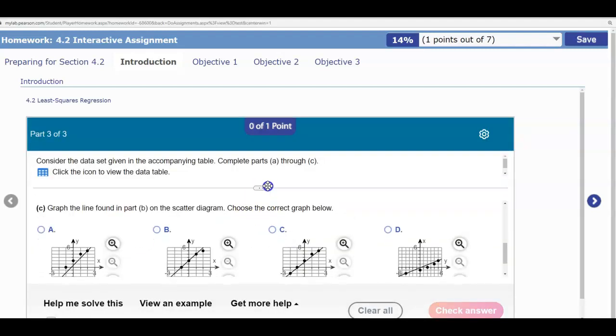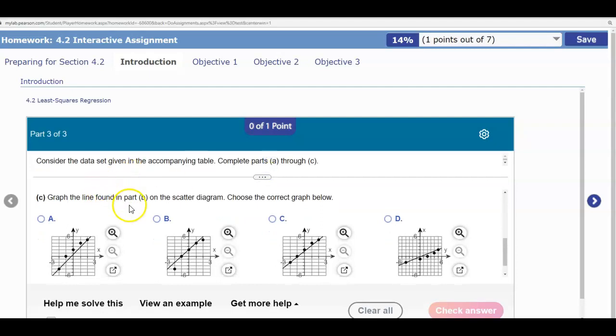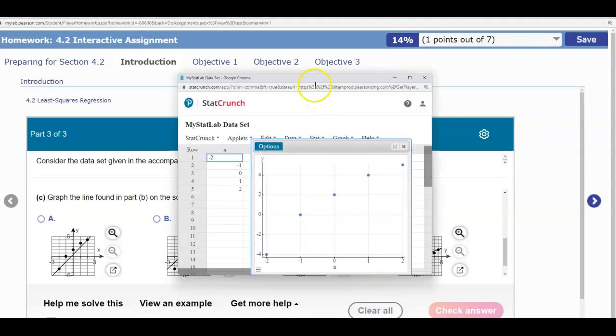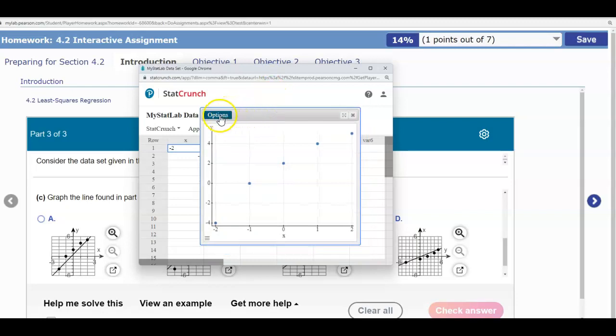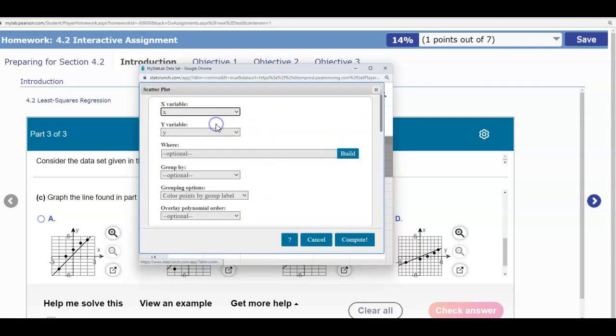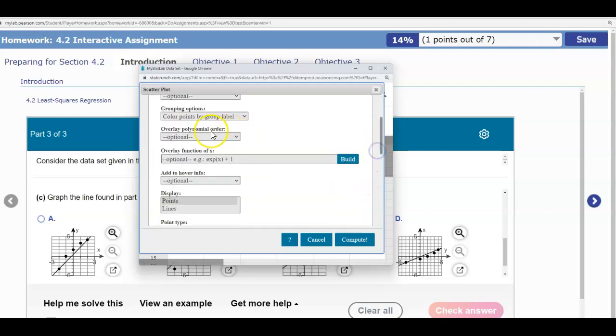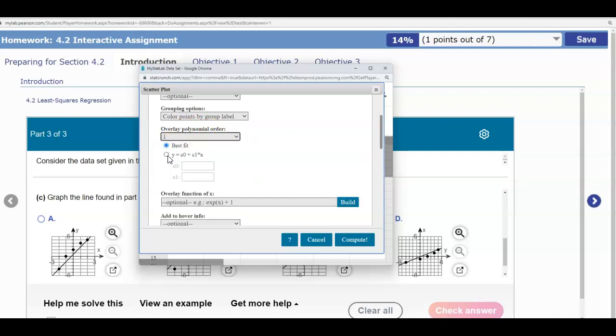Okay, now what we want to do is graph this line that was found in part B on the scatter diagram. So we're going to come back up here. All right, and then what we're going to do is select options, and then select edit. And then we want to overlay an equation of a polynomial order, and that order is 1. Okay, and then we're going to select this option here.